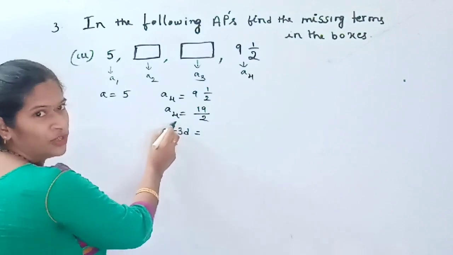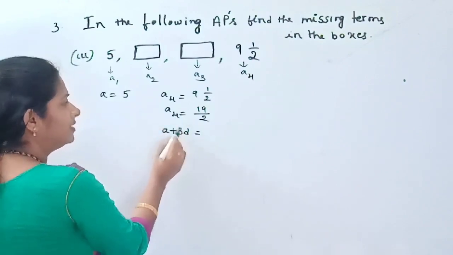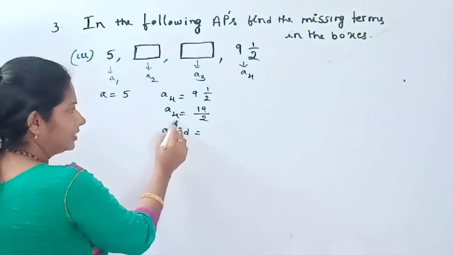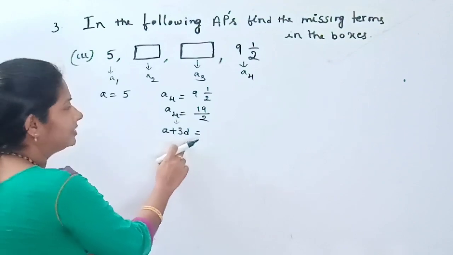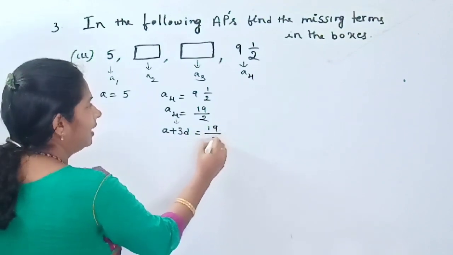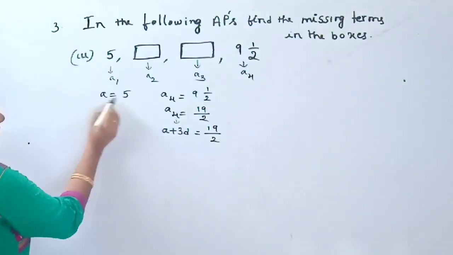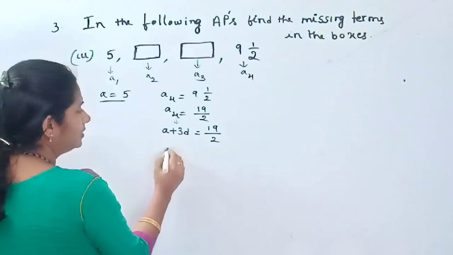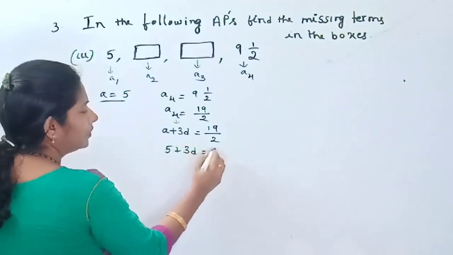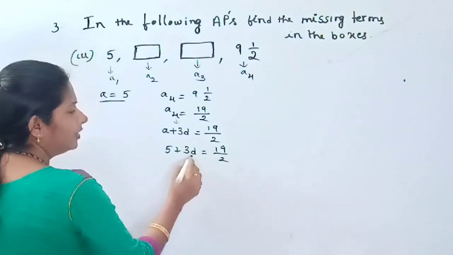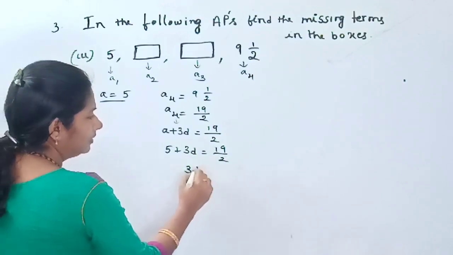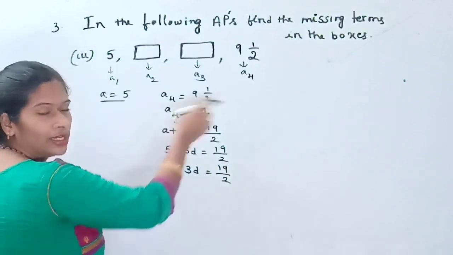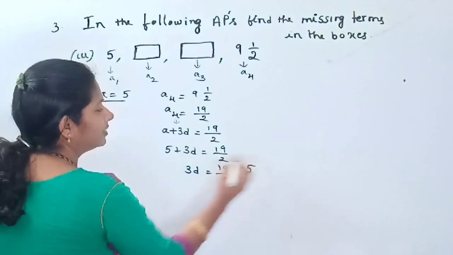So you can apply the formula also, children: A plus 4 minus 1 into D. So 4 minus 1, so A plus 3D. So A4 you can write as A plus 3D equal to 19 by 2. Now, see, A value is given, how much, children? It is 5. So substitute here: 5 plus 3D equal to 19 by 2. Now let us find the D value first. 3D equal to 19 by 2, this plus 5 you transpose to the right hand side, it becomes minus 5.